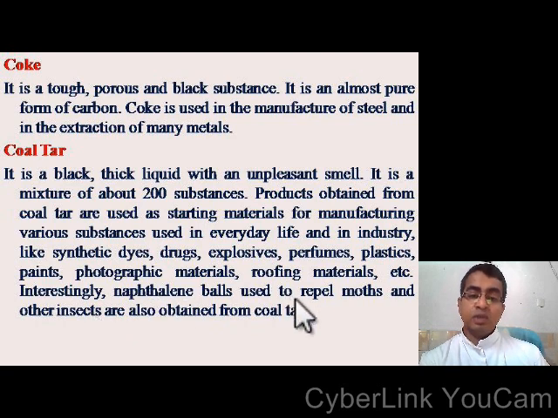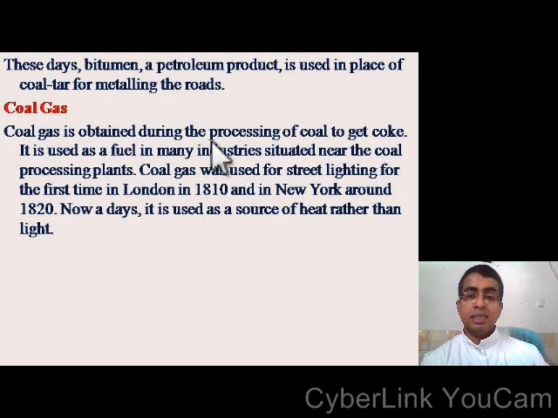Interestingly, naphthalene balls used to repel moths and other insects are also obtained from coal tar. So these are the various uses of coal tar. These days, bitumen, a petroleum product, is used in place of coal tar for metalling the roads. So instead of coal tar, nowadays bitumen is used for metalling the roads.